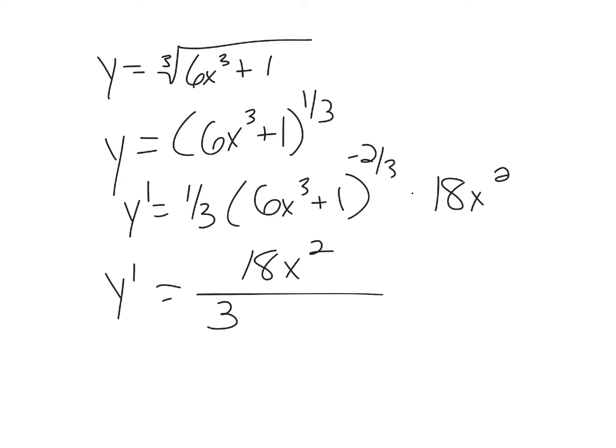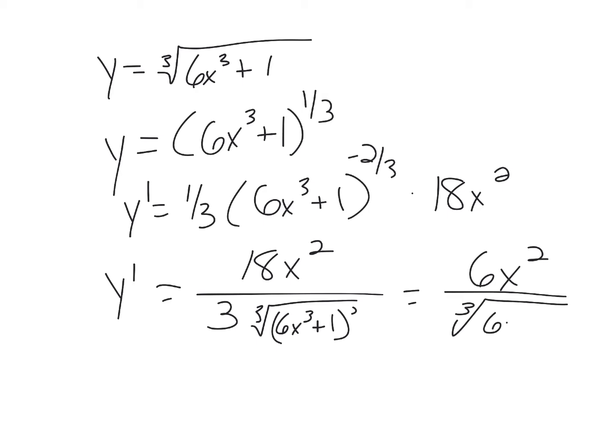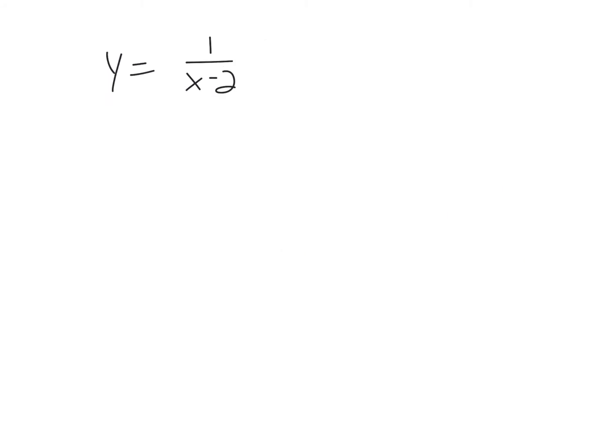Remember, anytime we have a fraction exponent, we can write it as the third root of 6x to the third plus 1, all squared, because it's 2/3, so the numerator goes inside the exponent and the denominator is the index. We can simplify this a little bit more. 18 over 3 is down to 6, so we can do 6x squared over the third root of 6x to the third plus 1 squared. There's your answer.